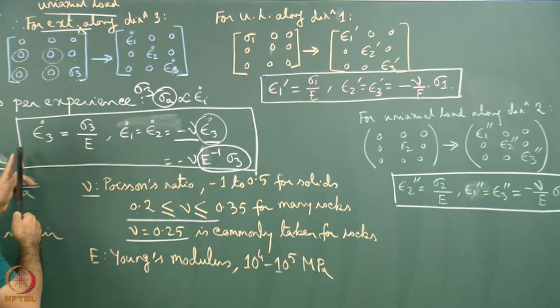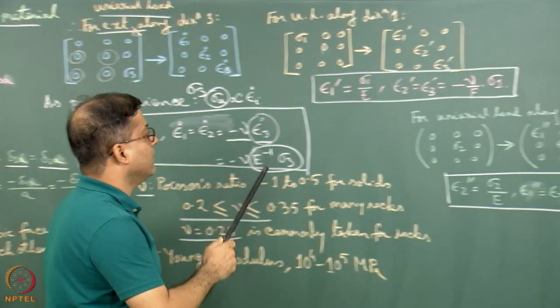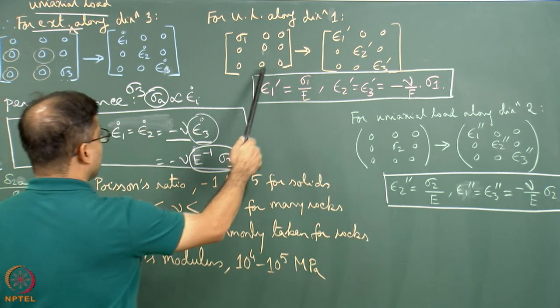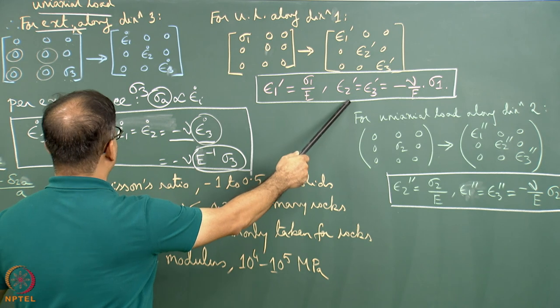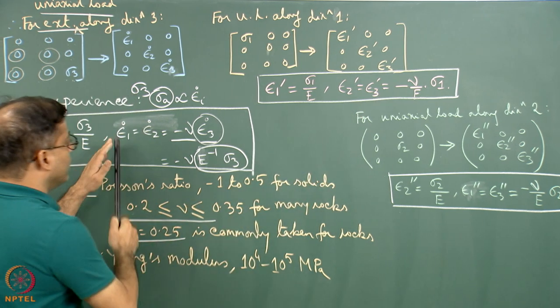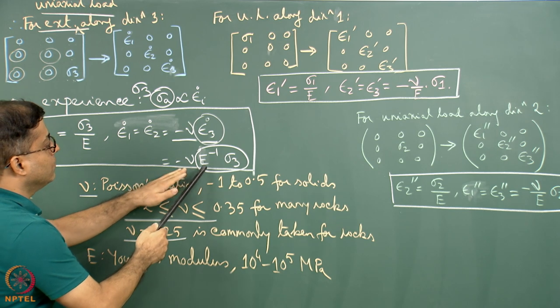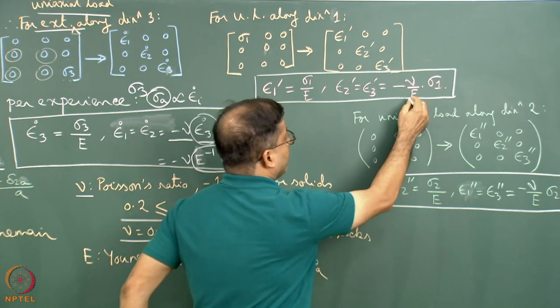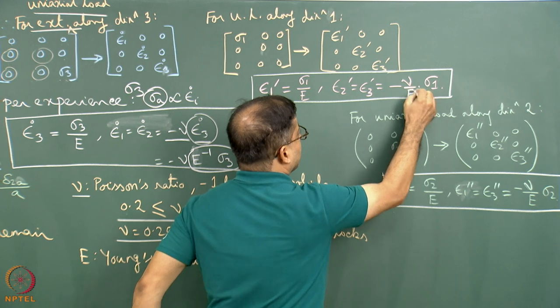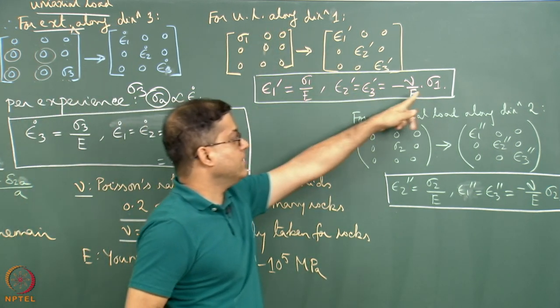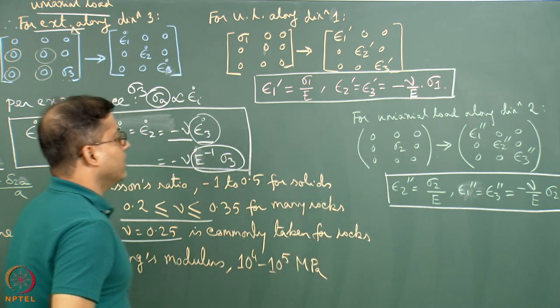And just like this deduction was made, we can similarly write epsilon 1 dash is equal to sigma 1 by E, that comes from Hooke's law, and epsilon 2 dash and epsilon 3 dash, you might be looking here, and accordingly you can write minus nu E inverse, this is not F, this is E, and then here it was sigma 3, when sigma 3 was applied, here sigma 1 is applied, so it is sigma 1.